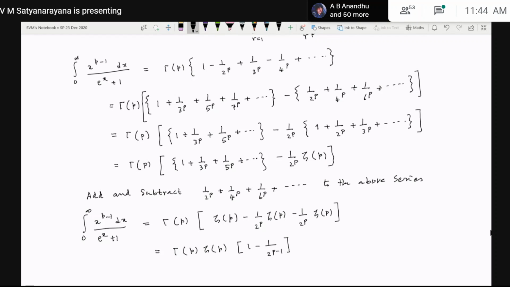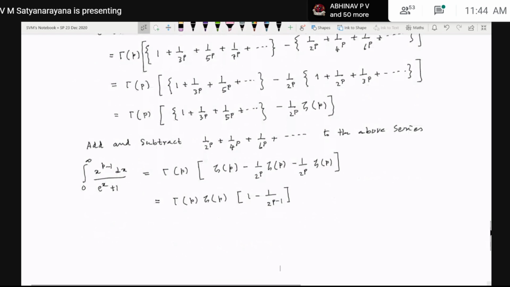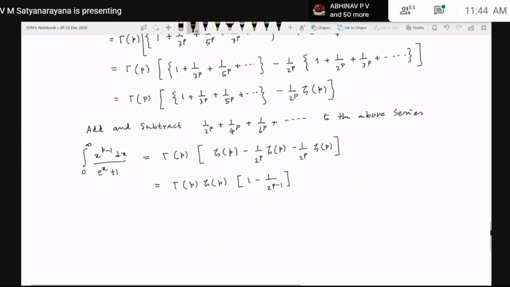Now we don't want the general result, even though we have done it, but we want to find out our requirement for I2 of mu, which is p equal to 2. Correct. That is our requirement.